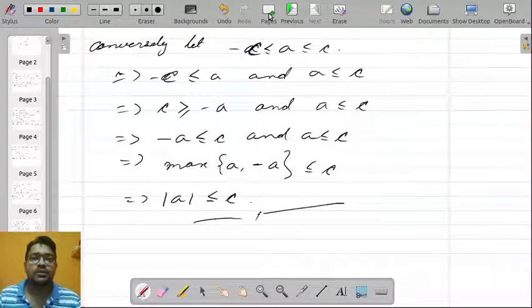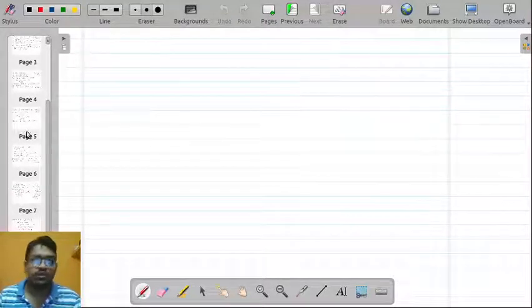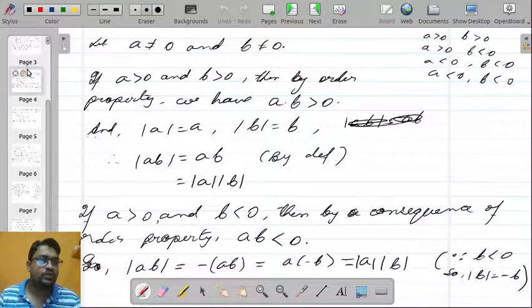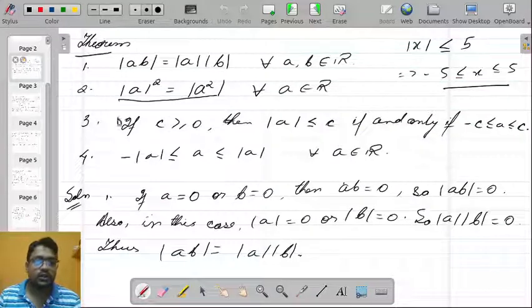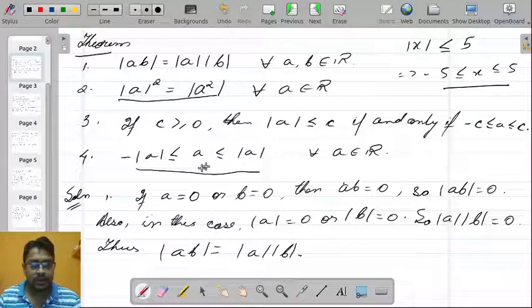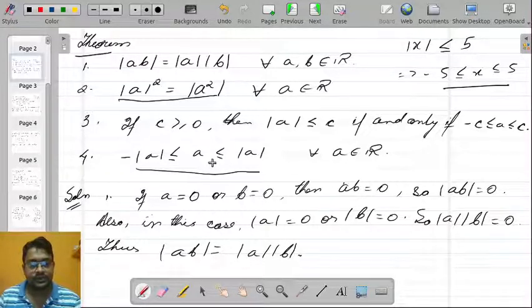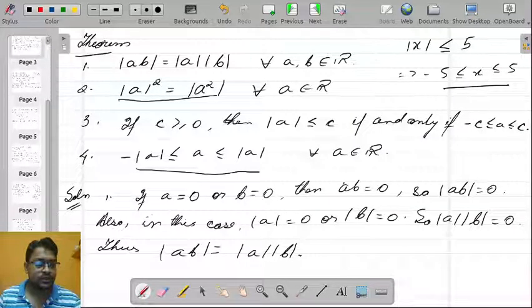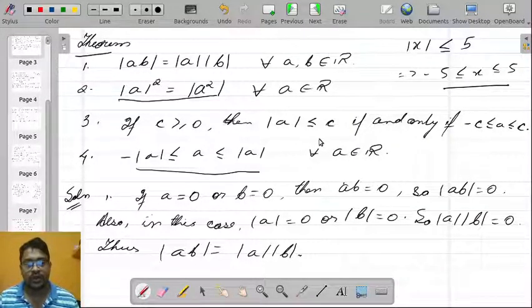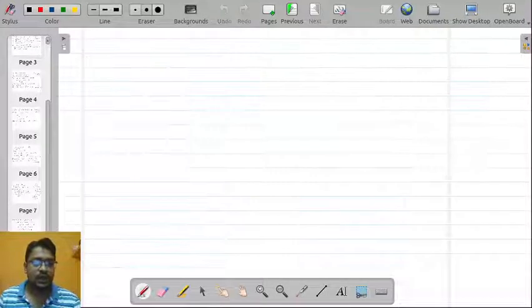Right. So another property that we had listed is A lies between minus mod A and plus mod A. So how do you show this? We can show it easily by taking C equal to mod A here, in this earlier problem.